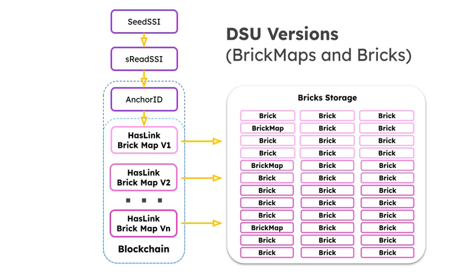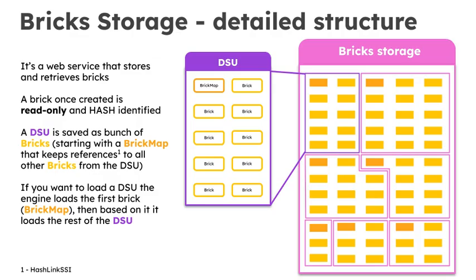However, new brick maps are created for each version since we are dealing with a structure akin to a Merkle tree. Therefore, any change in a file will inevitably cause changes in the content of brick maps. Here, we explain the role of brick storage, which is essentially a web service dedicated to storing and retrieving bricks. Once a brick is created, it becomes read-only and is identified by a hash.